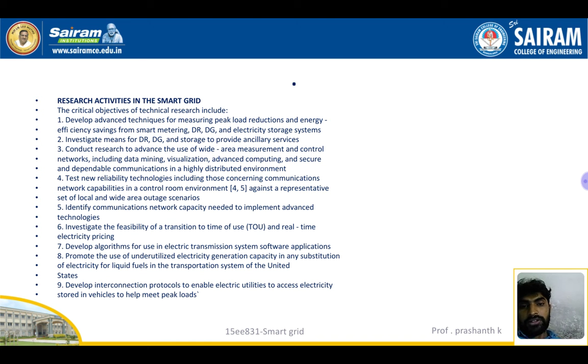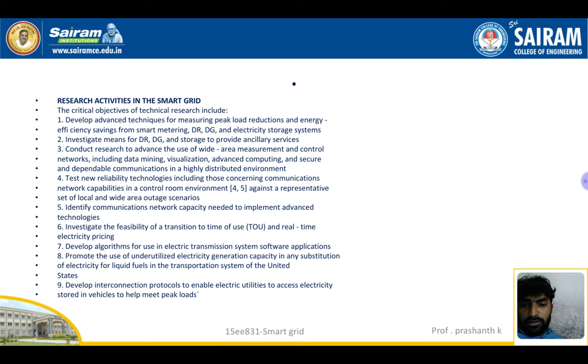develop advanced technological techniques for measuring peak load reduction and energy efficiency savings from smart metering, DR and DG, electrical, I mean generating and real-time resources, and electrical storage systems. Investigate the means of DR, DG and storage to provide ancillary services. Conduct research to advance the use of wide area measurement and control networks, including data mining, visualizing, advanced computing, secure and dependable communications in a highly distributed environment.